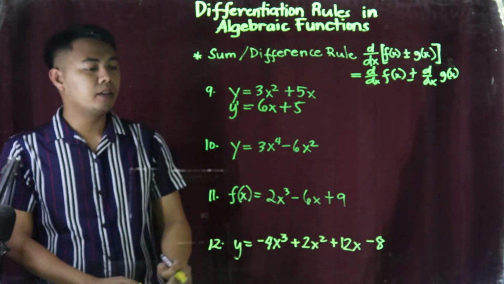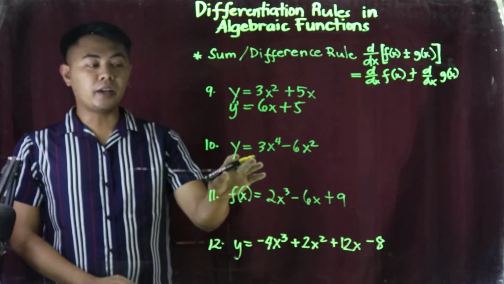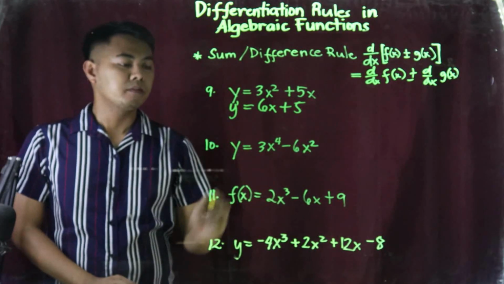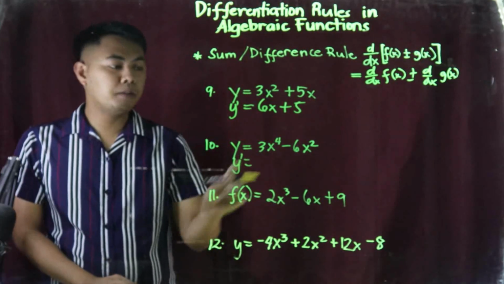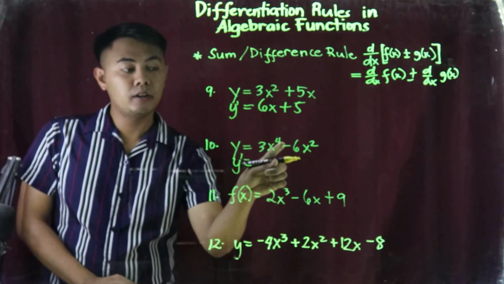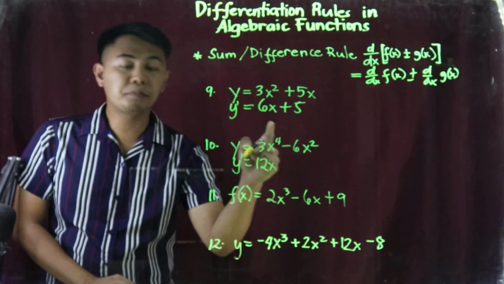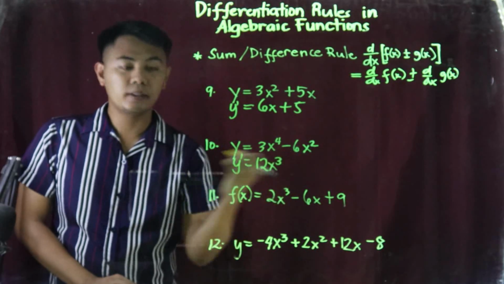Another example, example number 10. Find the derivative of y is equal to 3x raised to 4 minus 6x squared. The derivative of y is y prime. The derivative of 3x raised to 4: 4 times 3, that is 12. Then subtract 1 from the exponent, that will become 3.